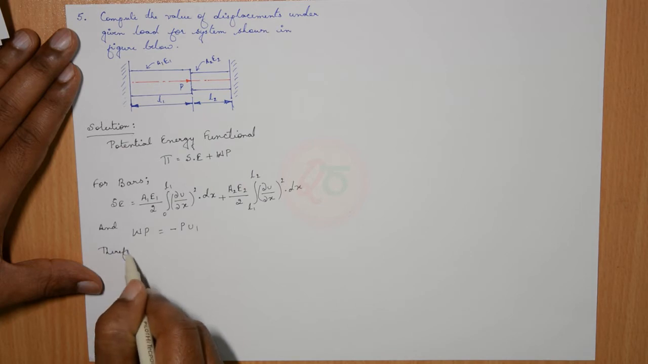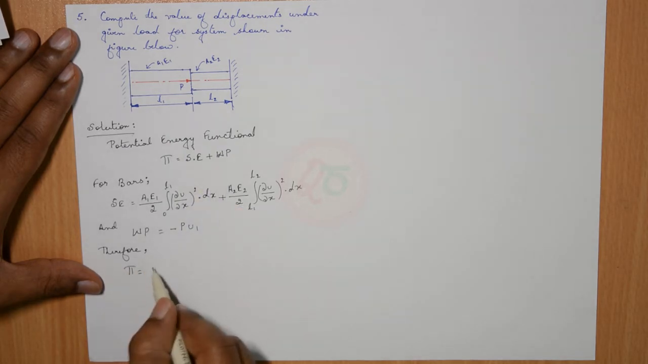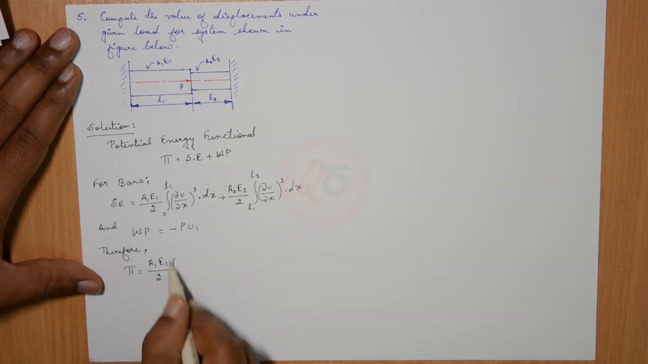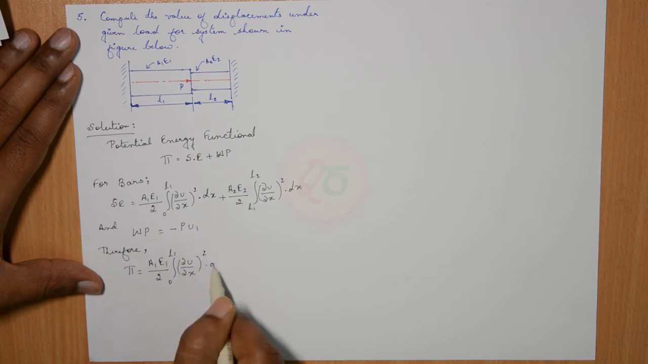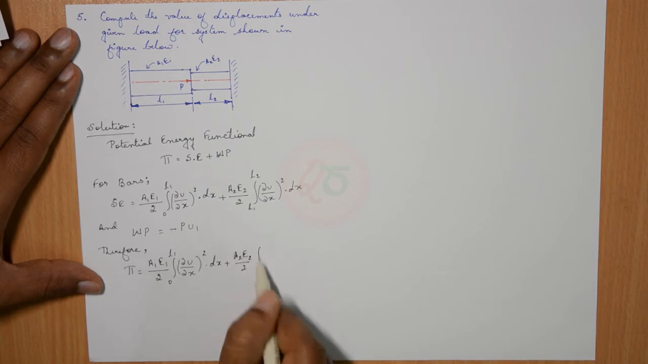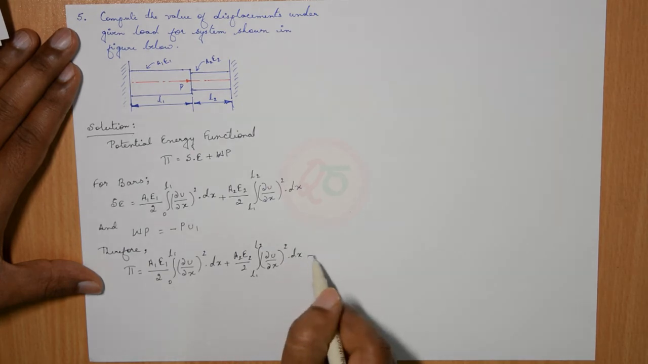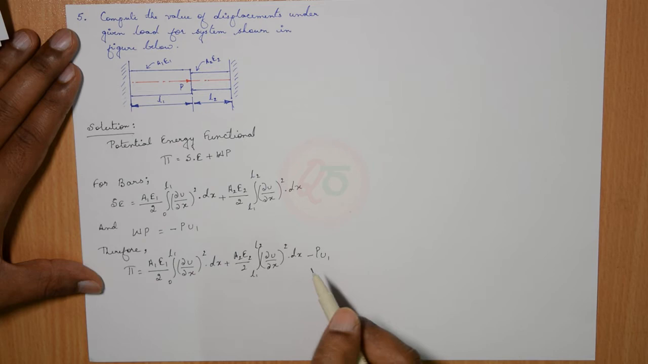Therefore, the potential energy function pi, wherein strain energy and work potential, will become A1 E1 by 2 integral 0 to L1 dou U by dou X whole square dx, plus A2 E2 by 2 integral L1 to L2 dou U by dou X whole square dx minus P U1. Let me call this equation 1.